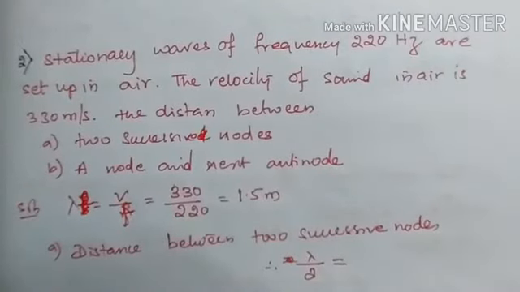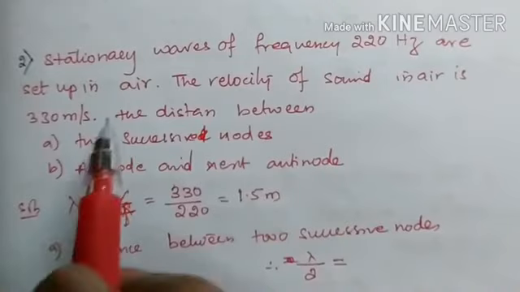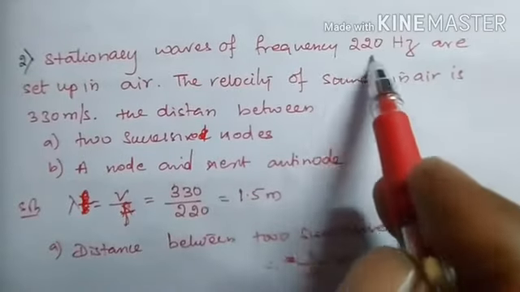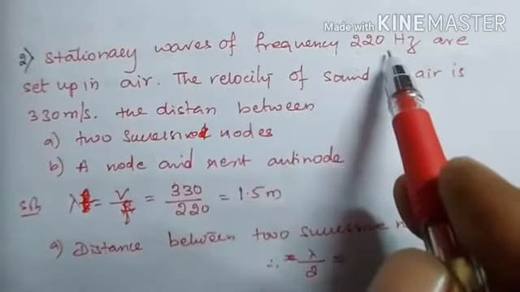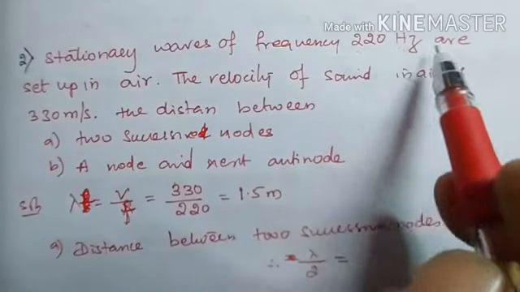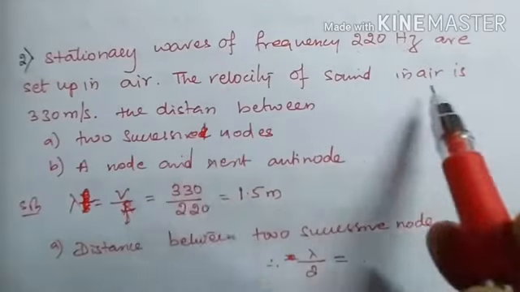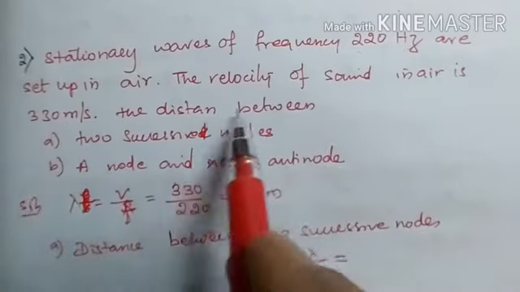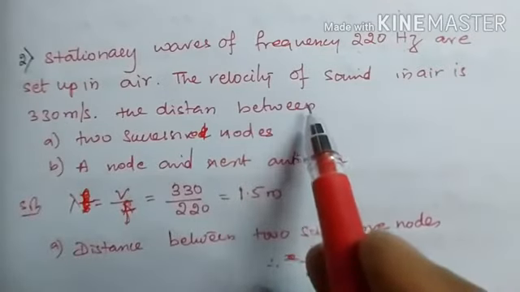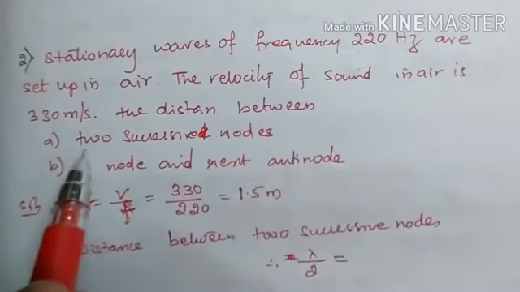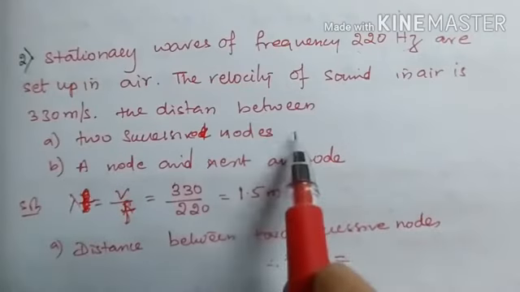Let us come to the next problem. Stationary waves of frequency 220 hertz are set up in air. The velocity of sound is given as 330. So two problems are there. First, the distance between two successive nodes.